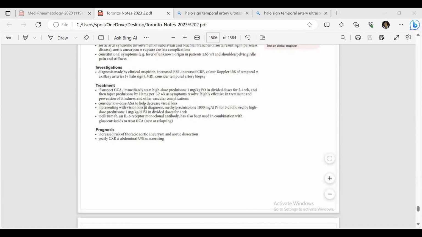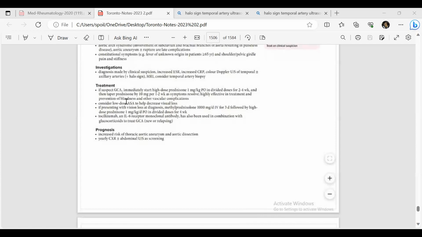Consider low dose ASA to help decrease visual loss. Anyone have any idea what ASA is? It's aspirin. Yes, aspirin. So, low dose aspirin to decrease visual loss. If presenting with visual loss at diagnosis, give methylprednisolone followed by high dose prednisone.